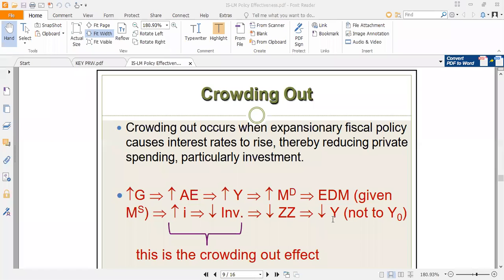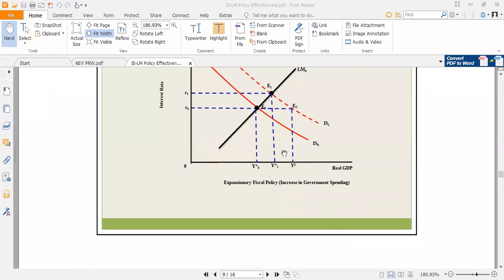But with regards to that diagram here, okay, the falling investment, which is a crowding out, is causing income to fall from YC to Y1 star, but not to Y0 star. Okay, not to Y0 star.